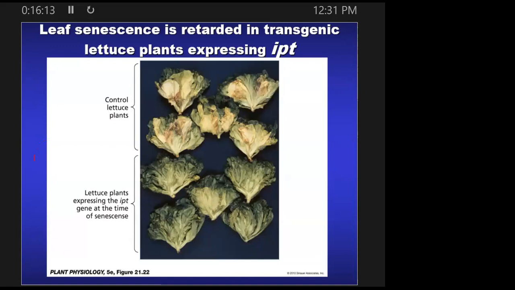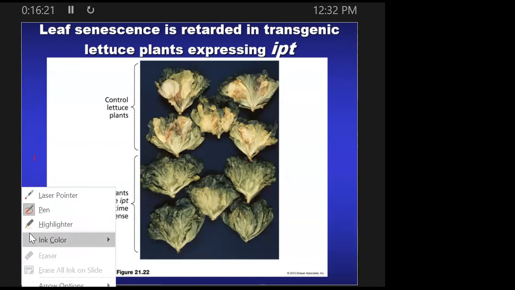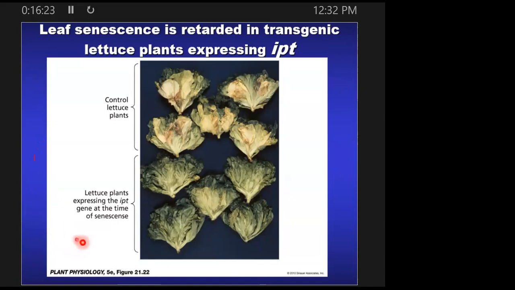Here you're looking at lettuce, some looking better than others. So here you're looking at transgenic lettuce plants. Here you can see the ones on the bottom. It says lettuce plants expressing the IPT gene, and IPT gene in the notes I have down there is the gene involved in cytokinin biosynthesis.